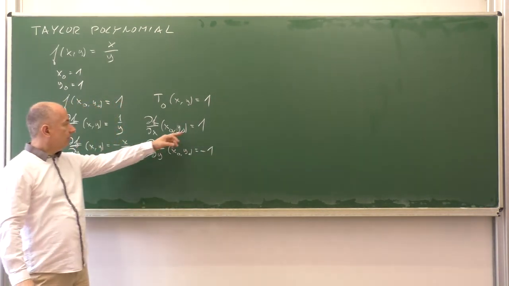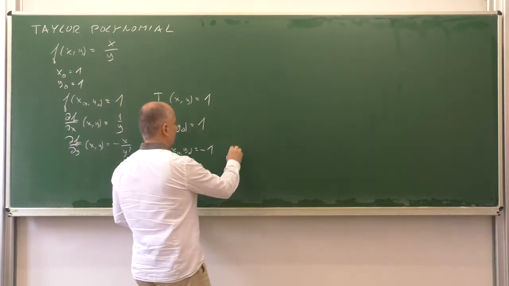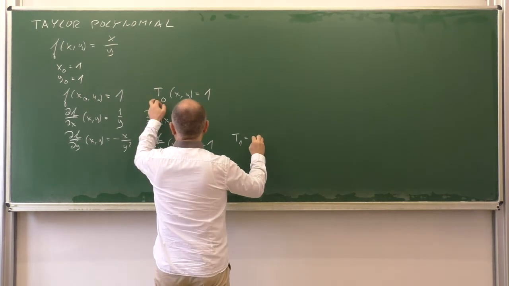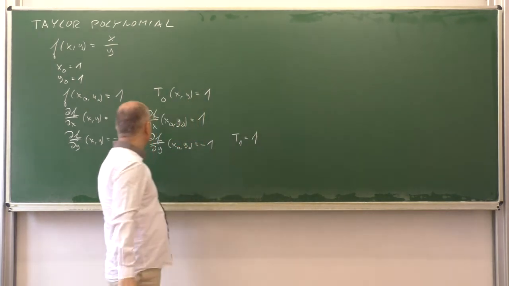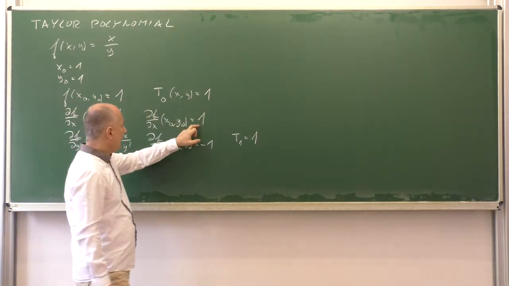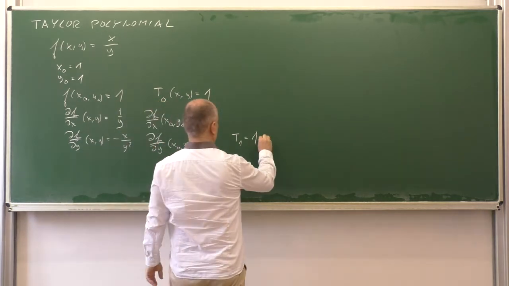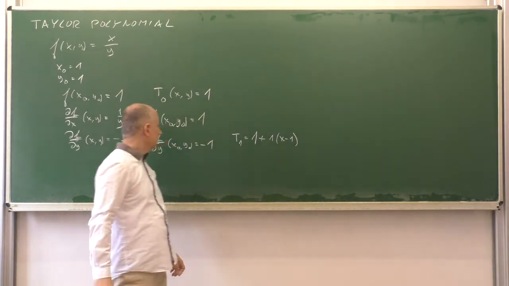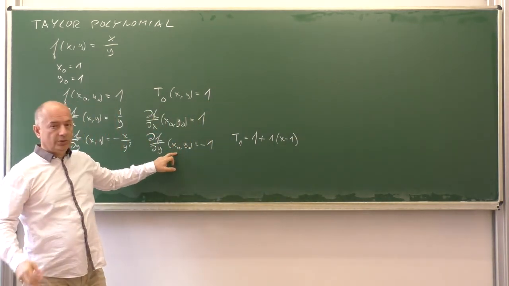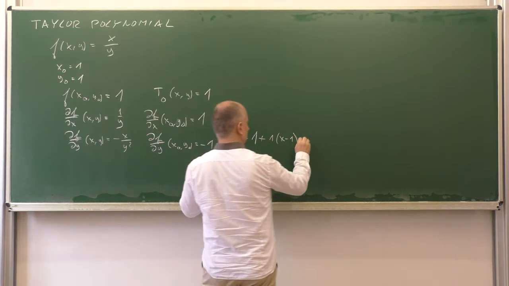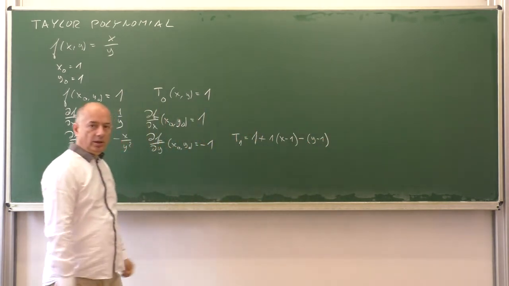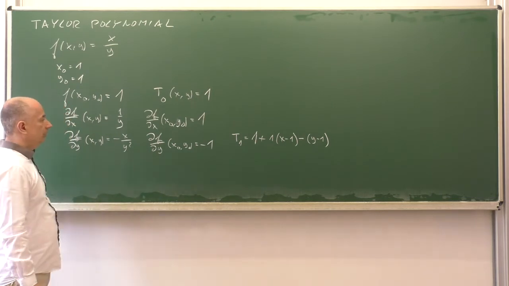Well, and from these two values, we can build t1, which will be t0, which is 1, plus 1 times x minus x0, which is 1, plus this, which is minus 1, times y minus 1. So this is t1 for this function at this point.